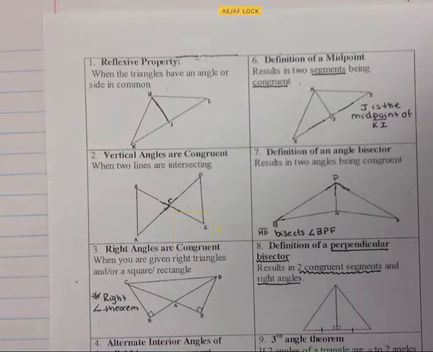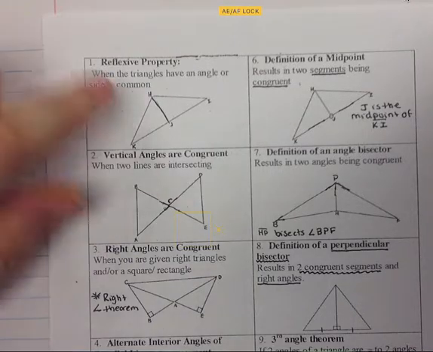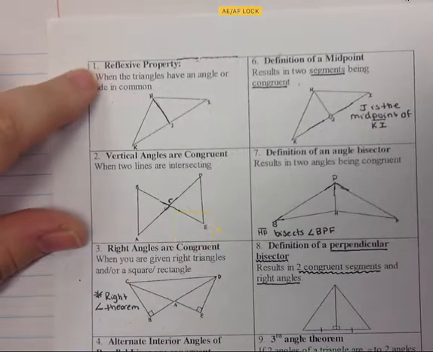This video is on triangle theorems and the properties, definitions, postulates, and theorems that can be used when writing proofs of when proving triangles are congruent. The first property is called the reflexive property.